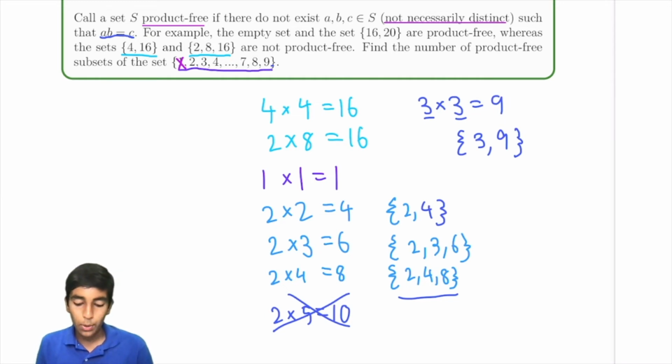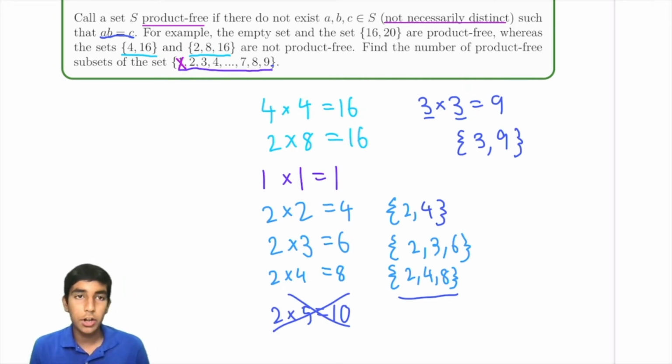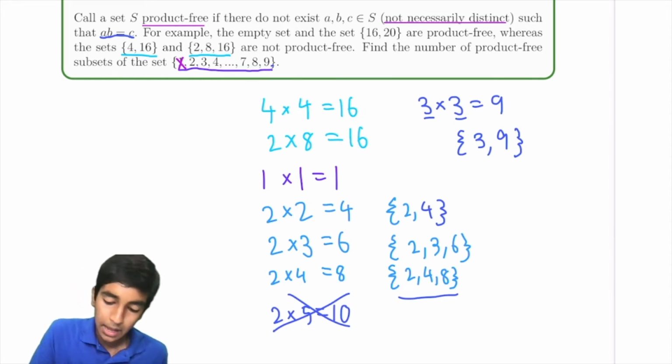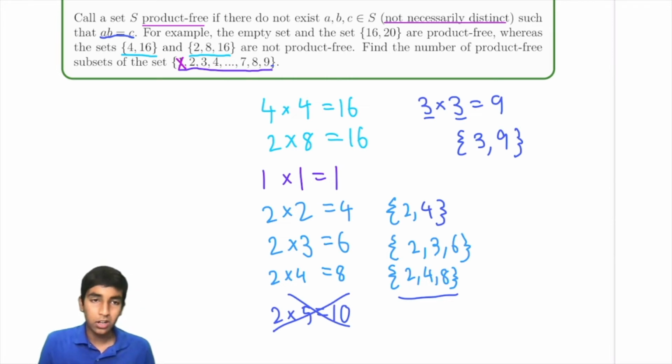Okay, so now let's look at what we want to count here. We're asked to count product free. So instead of counting product free, let's do complementary counting and count the ones that contain a product. So that contain 2, 4, or 2, 3, 6, or 2, 4, 8, or 3, 9. But notice, like I mentioned earlier, 2, 4, 8, and 2, 4. If a subset contains 2, 4, then it already doesn't work.